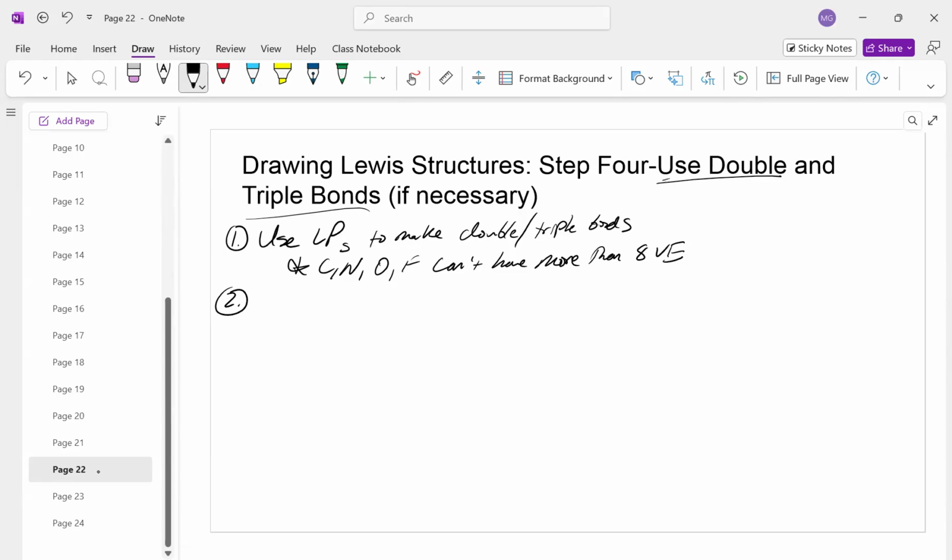Secondly, we want to try to minimize the formal charge, make it as low as possible. And when I say low, I mean closest to 0. If there is a negative charge on the compound, maybe like a polyatomic ion, you want to make sure you put it on the most electronegative atom.